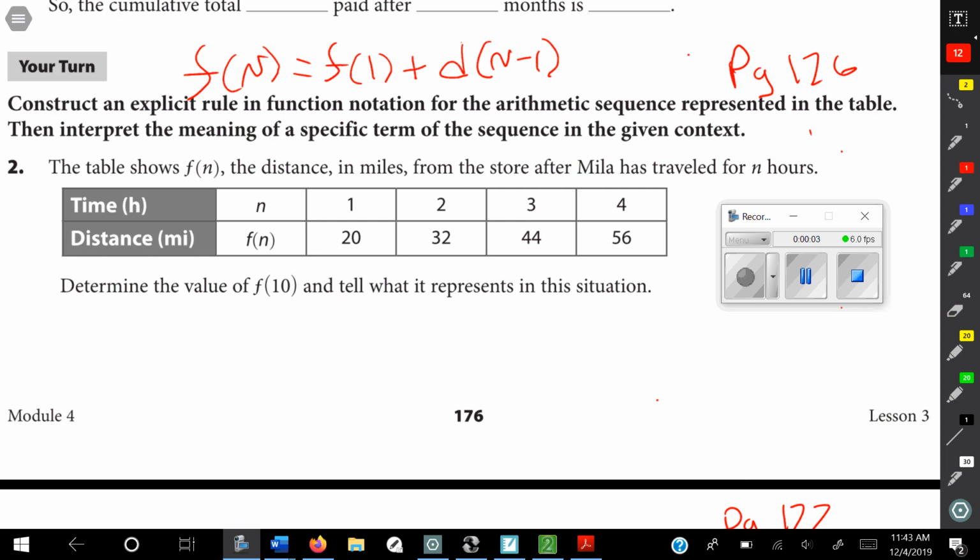Hello, thank you for checking out A1 Math, and today we're looking at modeling with an arithmetic sequence. What we want to do first is model an arithmetic sequence from a table.